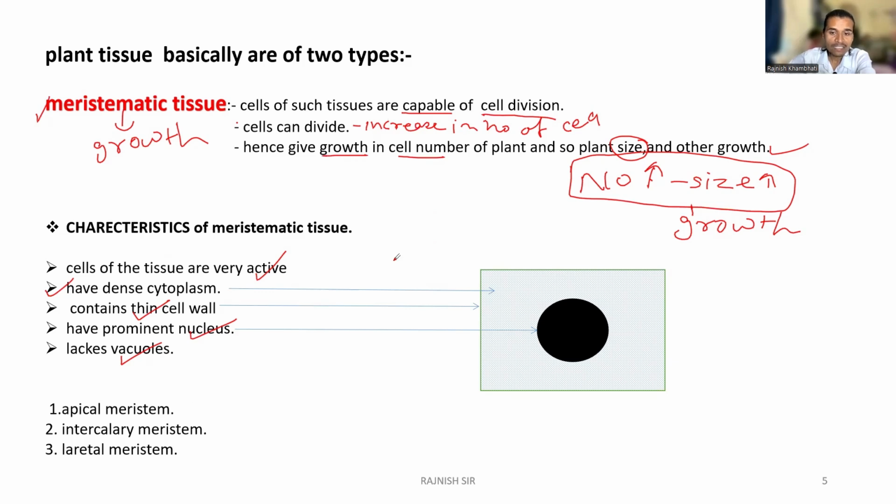Now, why are these cells like this? Because they have to continuously divide. If they have vacuoles, there will be no space. If they have a thick cell wall, they cannot divide. So these are some reasons because of which they have such characters, so that they can divide continuously. There are three types of meristematic tissue: apical meristem, intercalary meristem, and lateral meristem. We will now learn all the types of this meristematic tissue.